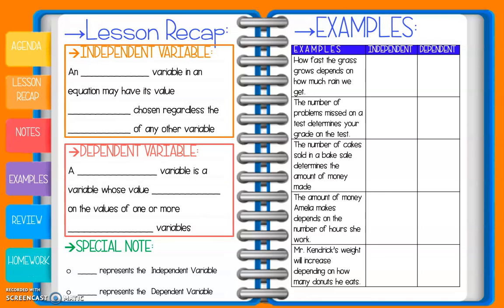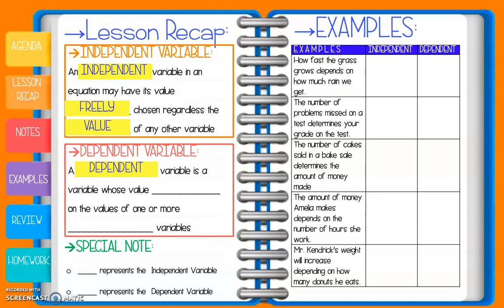So first off, an independent variable in any equation may have its value freely chosen regardless of the value of any other variable. Okay, so the independent variable is one that you can pick and it doesn't depend on anything else. So it is freely chosen and it does not depend on anything else. Whereas the dependent variable is a variable whose values depend, thus the name dependent, on the values of one or more independent variables. Okay, so it is like the cause and effect relationship. It would be the effect. Okay, it depends on whatever the independent variable is.